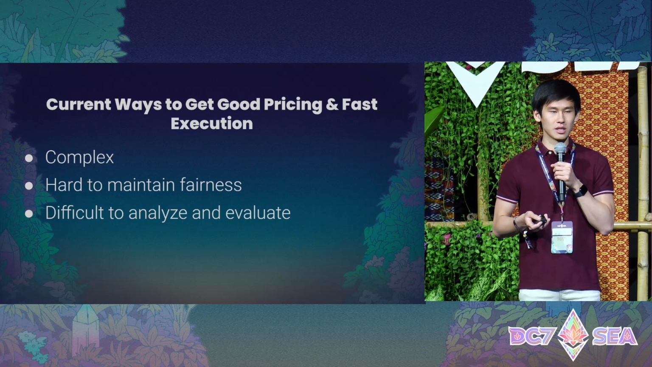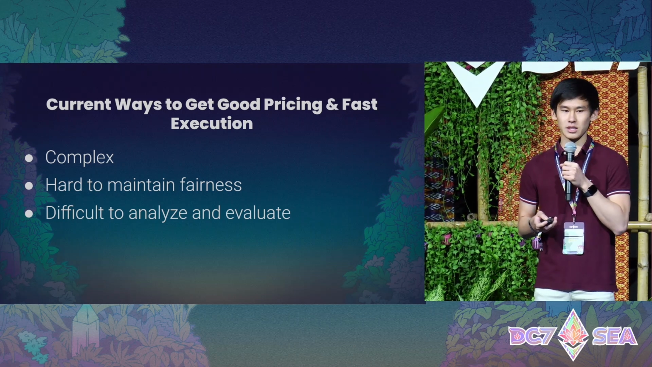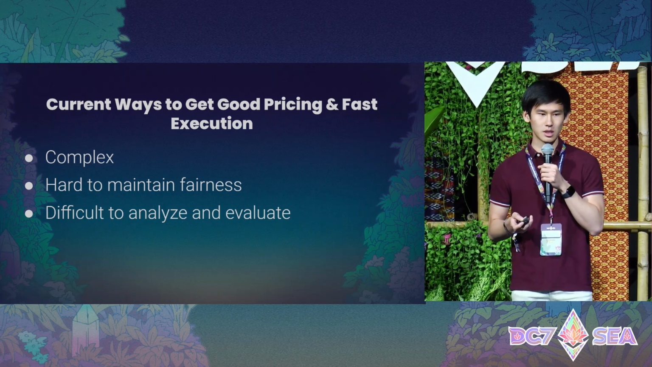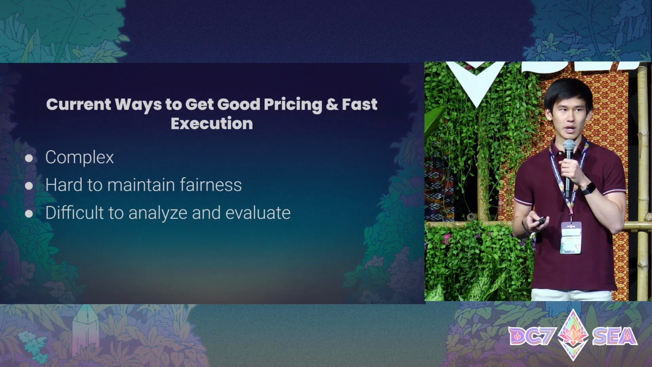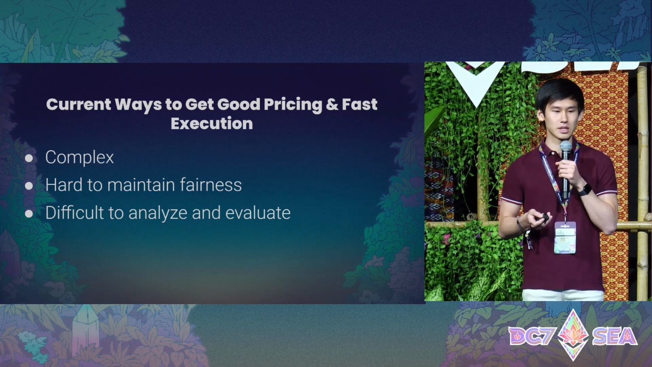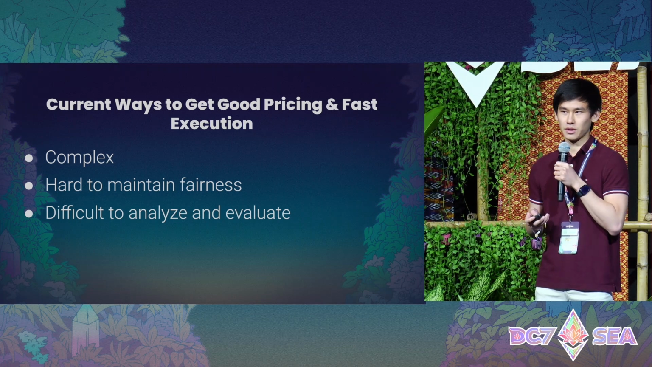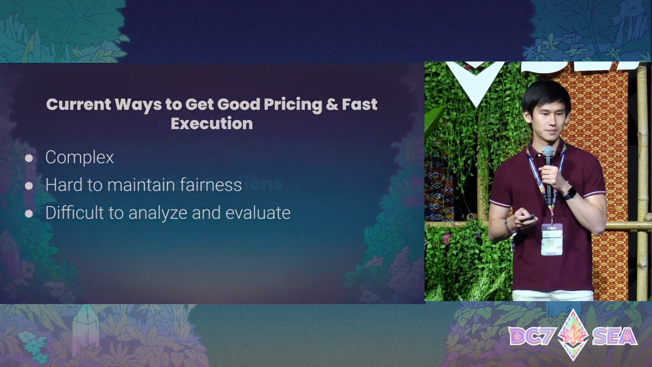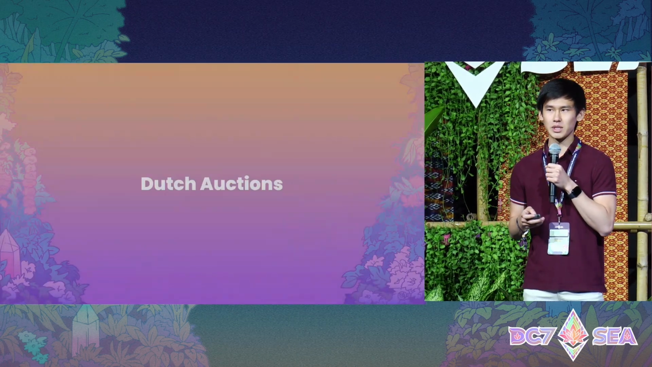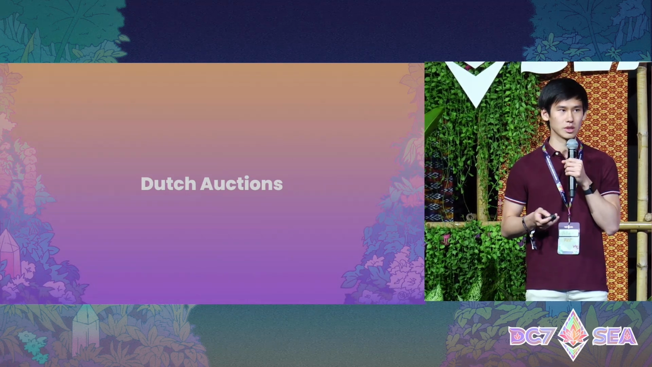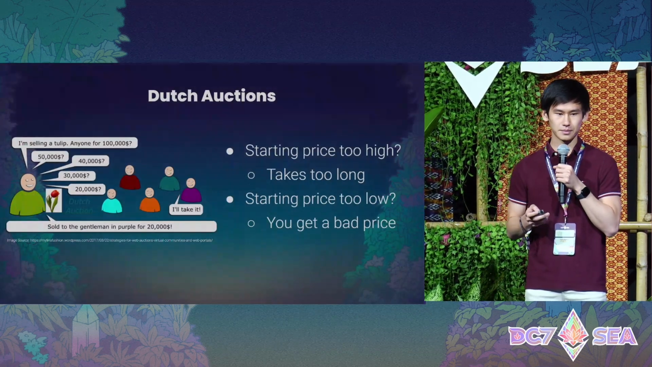Today, there are systems that get us good pricing and fast execution, like RFQ systems, but they often run into problems around complexity and fairness. They're also relatively difficult to analyze and execute. So today, we'll be talking about a simple approach, which is using Dutch auctions on-chain.